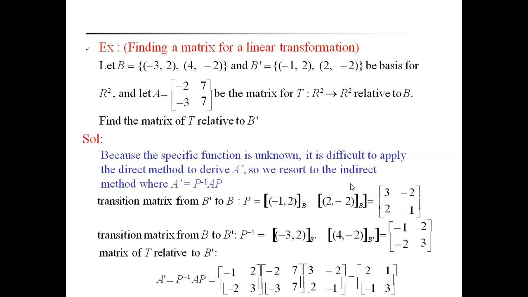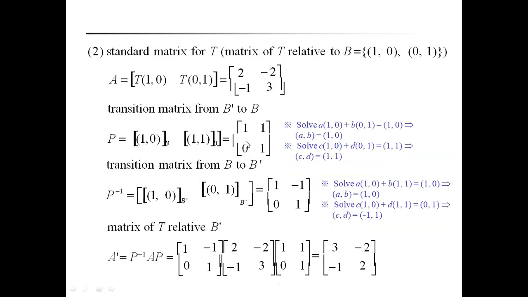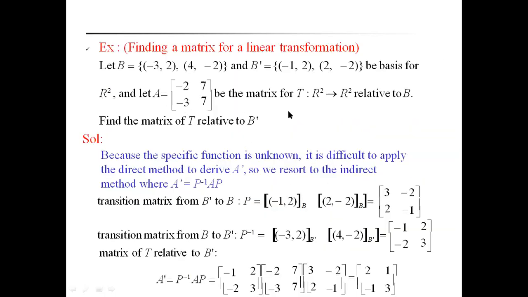Because the specific function is unknown, here the linear transformation T is not given. T of (x1, x2) is not mentioned here. That's why it is too difficult to apply the direct method. In the previous example, T of (x1, x2), the function, was already defined. But in this example, the function is not defined. That's why here we are using the indirect method to find the matrix of T relative to the basis B dash.